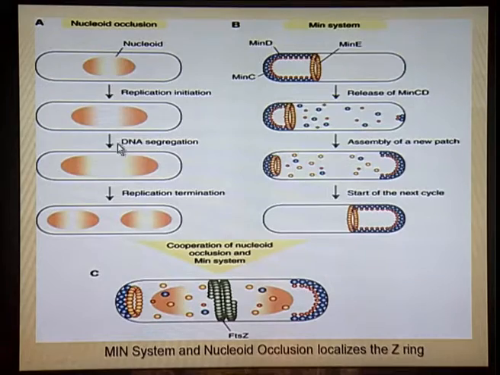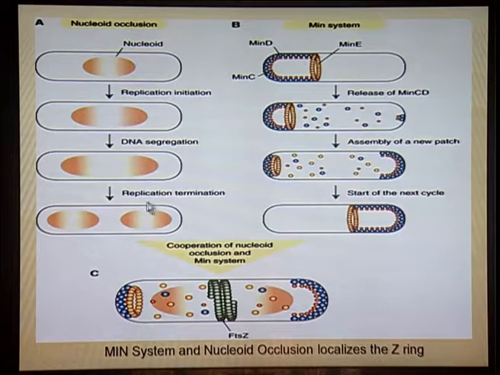Now, after that, the DNA or the chromosome will segregate. That is, they are moving to the respective polar ends. Once the replication termination has happened, the two nucleoids you can see are already existing in the cell.